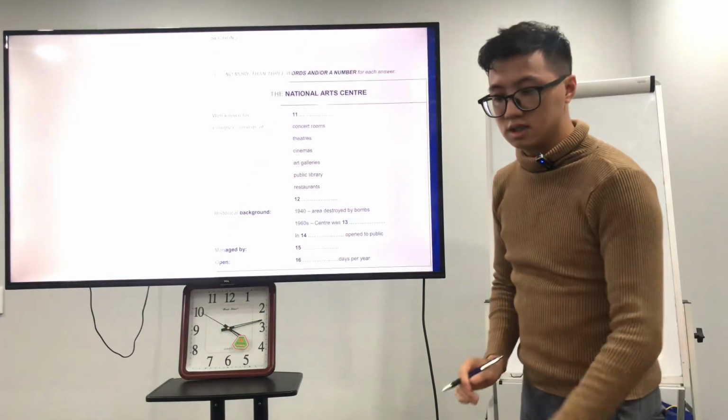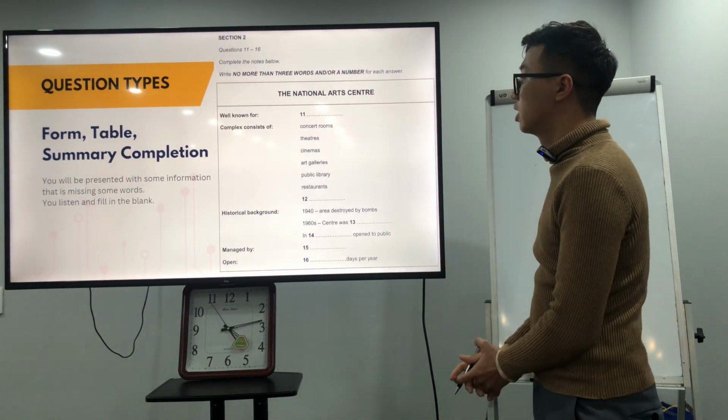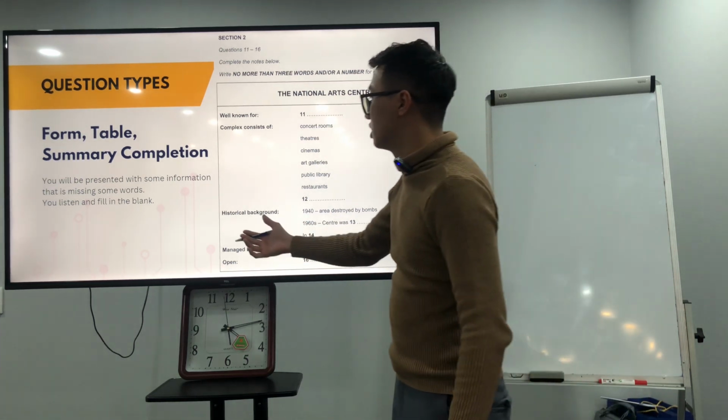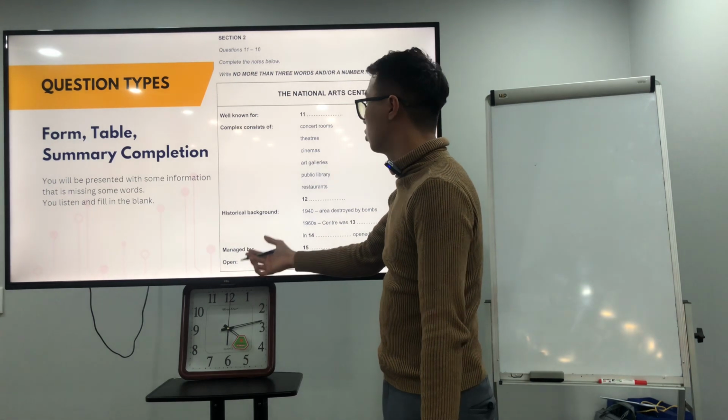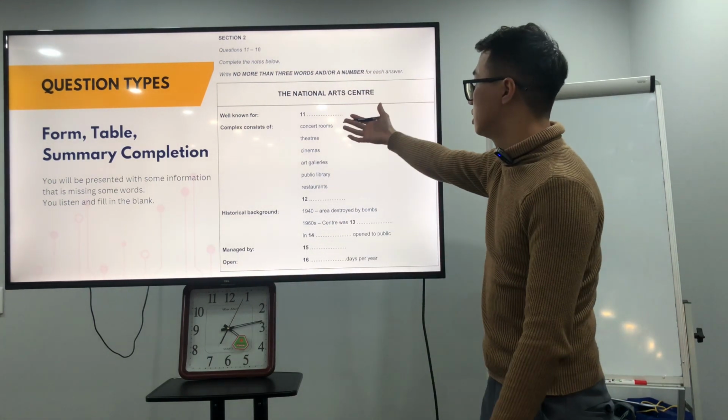The next one is form, table, and summary completion. You will be presented with some information that is missing some words. You listen and fill in the blanks. Here's the example.